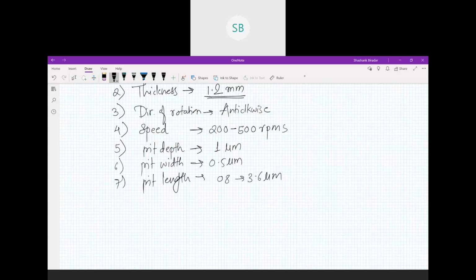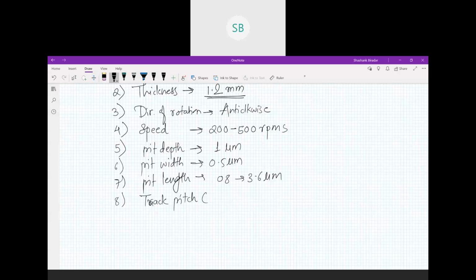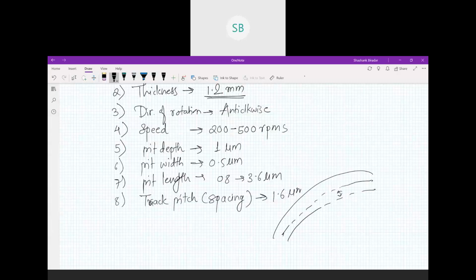Okay, and the eighth parameter is track pitch. That is the spacing between two tracks, because what we have seen, if a certain track is like this on the CD, and another track is like this, then the inter-track distance is 1.6 micrometers, right? So these are the important specifications as far as the compact disc is concerned.